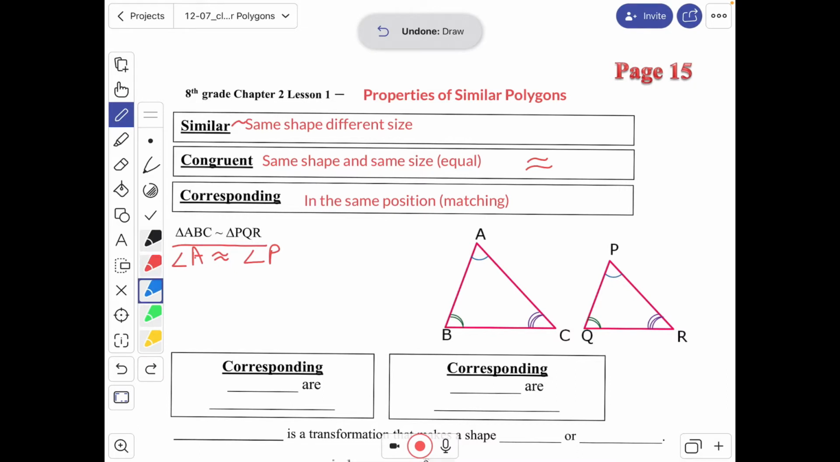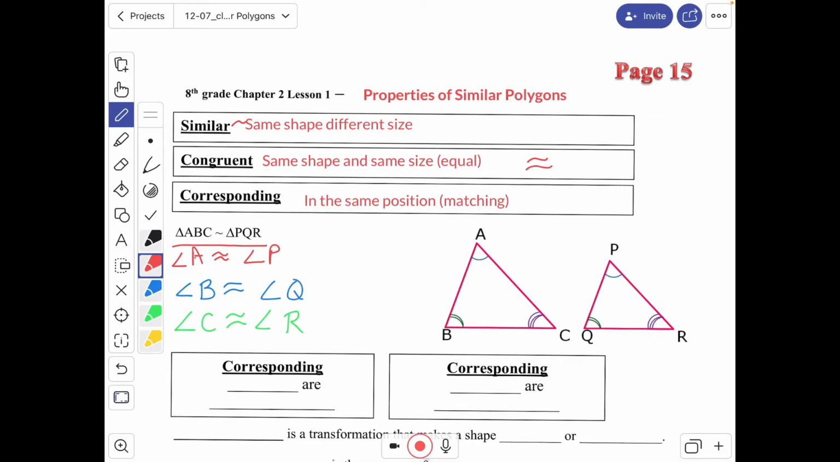And then angle B is congruent to angle Q because they're in the same position, and again they're marked with two little lines. And then we have angle C, which is congruent to angle R, and it's marked with three lines.